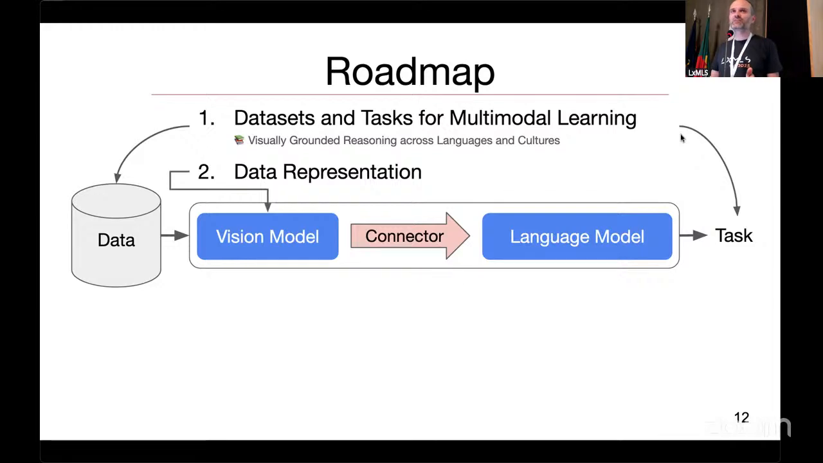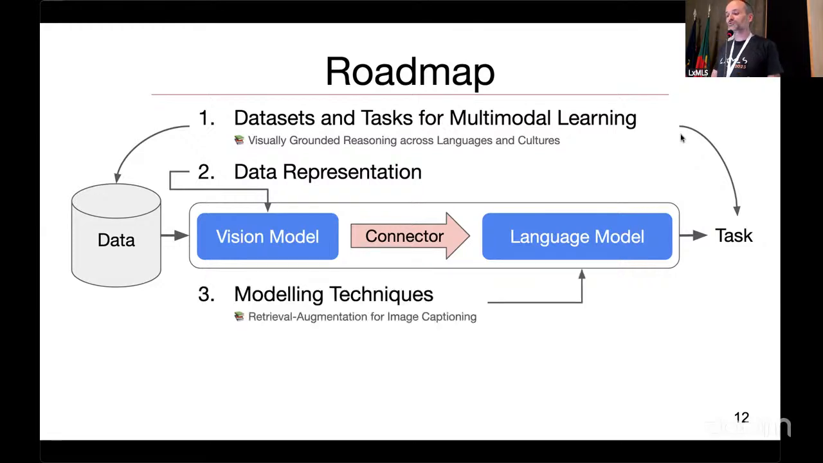In terms of data representation, I'll speak about what I think is some of the most important things to know about how we represent visual inputs. I'll also talk about modeling techniques. So how do we actually build these vision and language models? What are the main strategies? What are some of the things we don't yet know? And what do we want to do with these models once we have them?